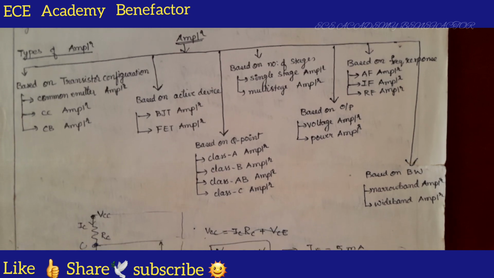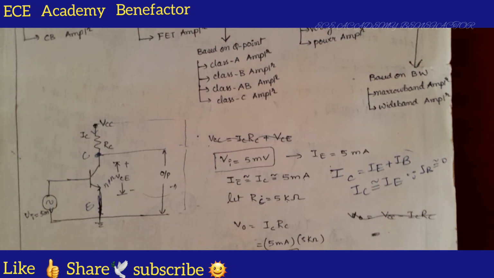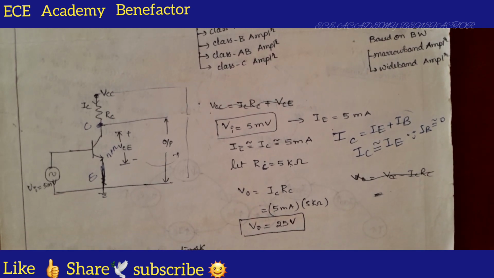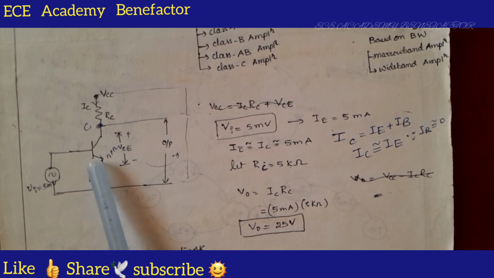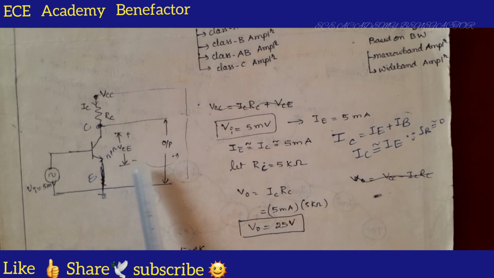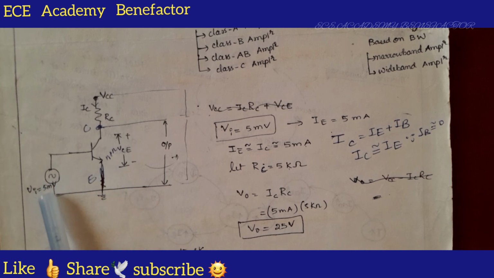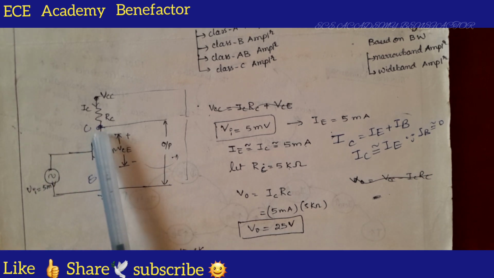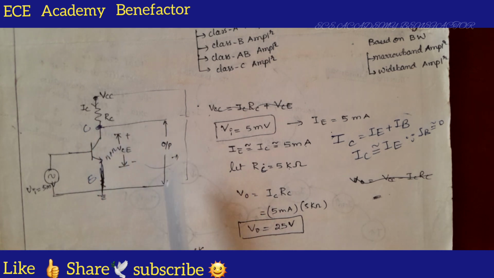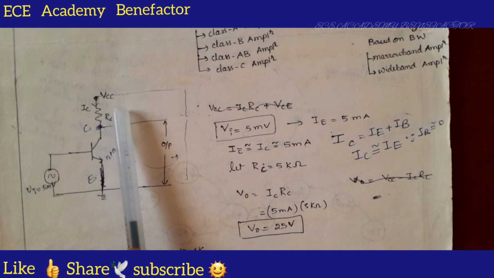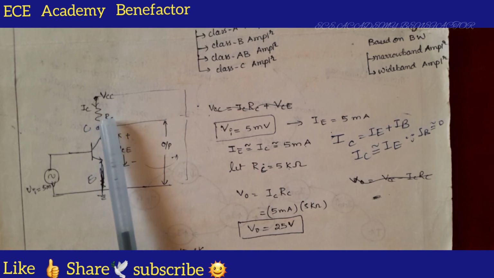After classification, let us see one example of how an amplifier works. It is a common emitter mode because the emitter is common to both input side and output side. This is the emitter terminal which is grounded. We are giving an input signal of 5 millivolts and the output is observed at the collector point with respect to the ground, and the collector resistor RC value is taken as 5 kilo ohms.